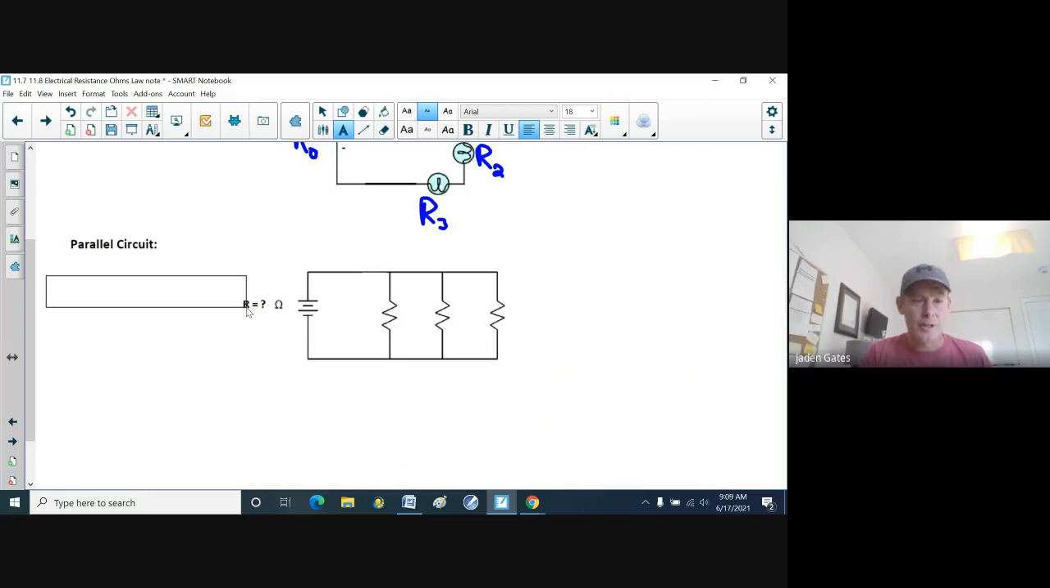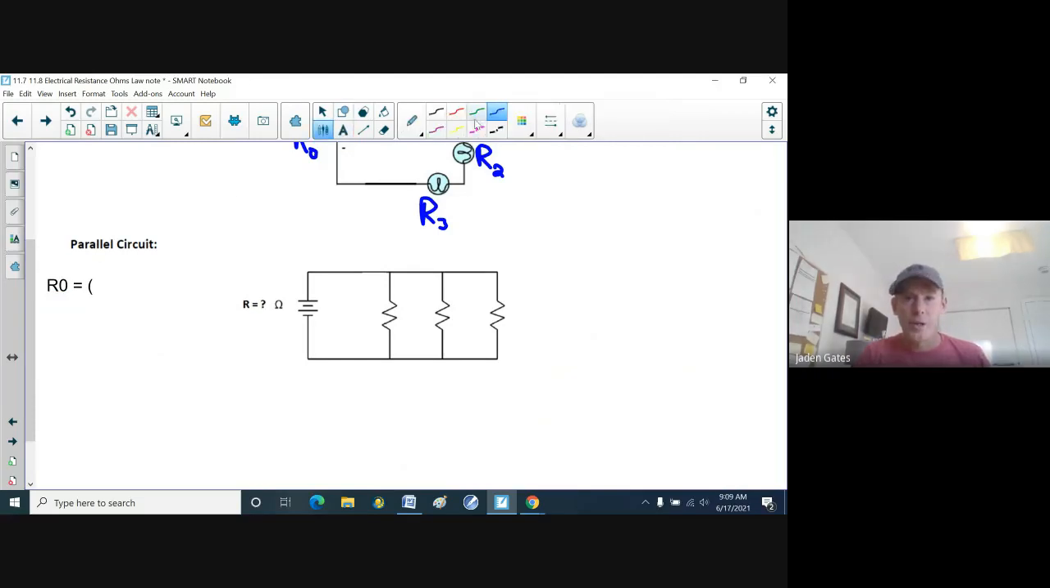Now in a parallel circuit, it's going to be a little crazy here. We have R0, which again is the resistance of the entire circuit, the combined resistance, is equal to 1 divided by R1 plus 1 divided by R2 plus, and you just keep doing that, dot, dot, dot, till you get to the last one, which I'll write 1 over R to the N. And then I'm putting all that in brackets, and we go to the power of -1. So that's quite the formula there.